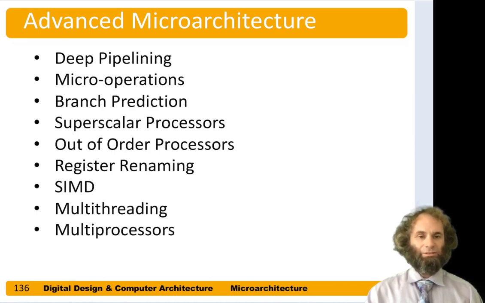Out-of-order processors that can execute the instructions in a different order to reduce the number of hazards. Register renaming is another technique to reduce hazards. Single instruction multiple data. Here we have instructions that act on many registers at once and get more work done in a single instruction. Multi-threading, where a processor can switch between several different programs running on it, interleaved. And multiprocessors, where we have many cores all running on one chip.